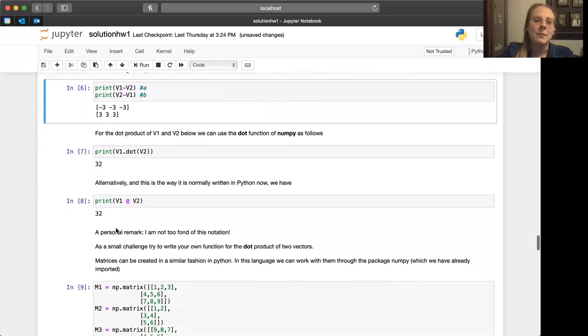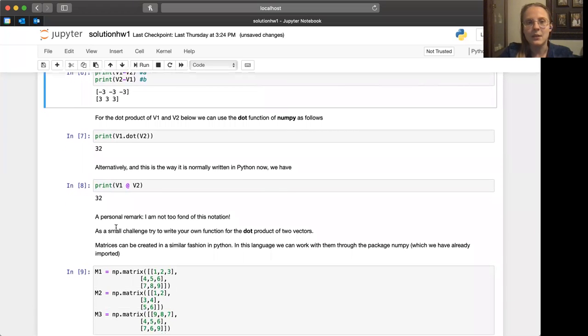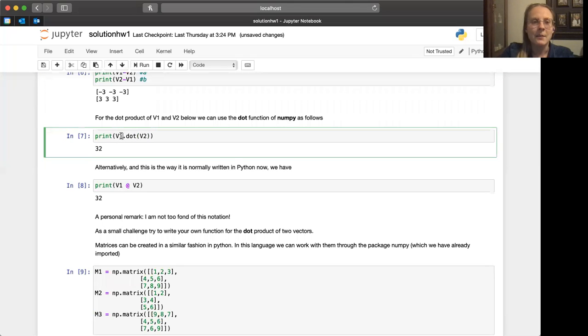Part C of this problem wants you to do the dot product. So there are 2 ways to do this. The way I prefer is this first way up here. So you type the name of your first vector, dot, the word dot, and then in parentheses your second vector. So what that does is it tells NumPy to do the dot product of v1 and v2. And you get 32, which you can check by hand if you like.